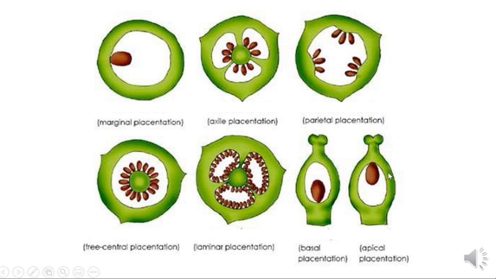This slide is showing the diagrams which we have studied in the previous slides about placentation. First one is marginal placentation, then axile, then free central, and parietal placentation, and basal placentation is visible in these diagrams.